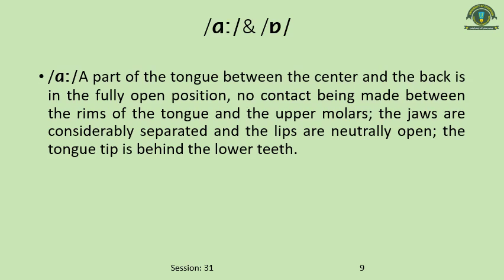Ah. No contact being made between the rims of the tongue and the upper molars. Do you find any contact? So there is no contact. The jaws are considerably separated. The jaws are what? They are separated. And the lips are neutrally open. The tongue tip is behind the lower teeth.